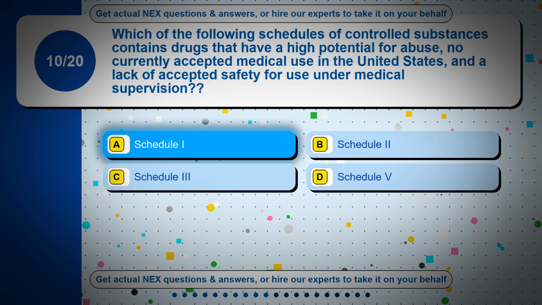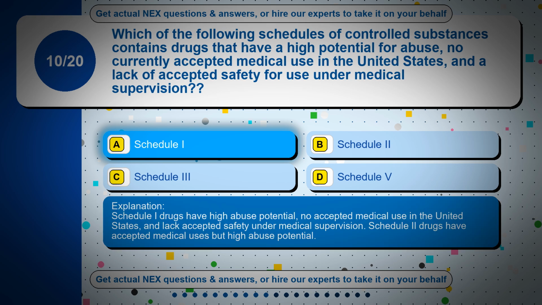Schedule I. Schedule I drugs have high abuse potential, no accepted medical use in the United States, and lack accepted safety under medical supervision. Schedule II drugs have accepted medical uses but high abuse potential.